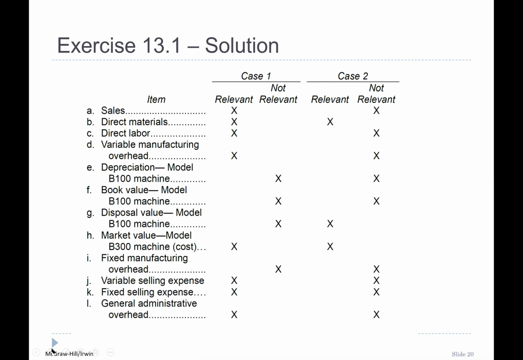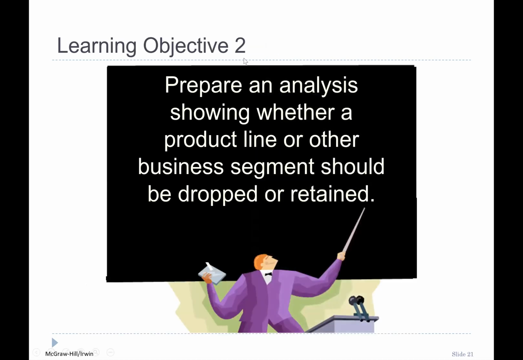Okay, so let's move forward. Now, our second learning objective is to prepare an analysis showing whether a product line or other business segment should be dropped or retained. That's pretty interesting. So another purpose of having a relevant costing concept is that it can help you to decide whether we keep producing the product or whether we should drop the product.